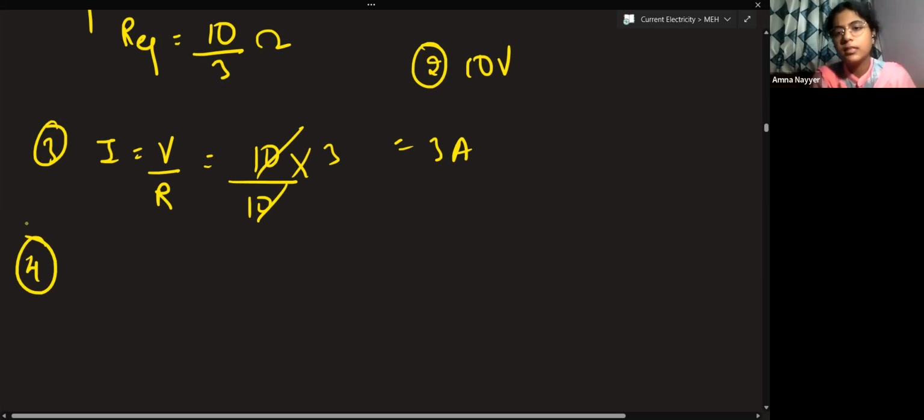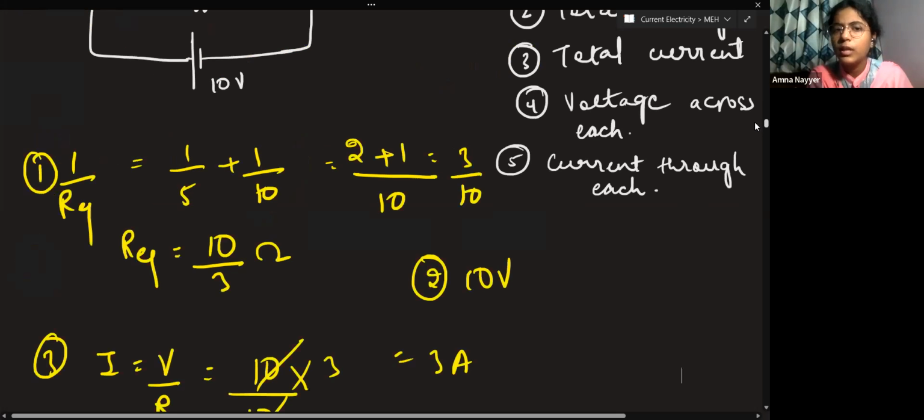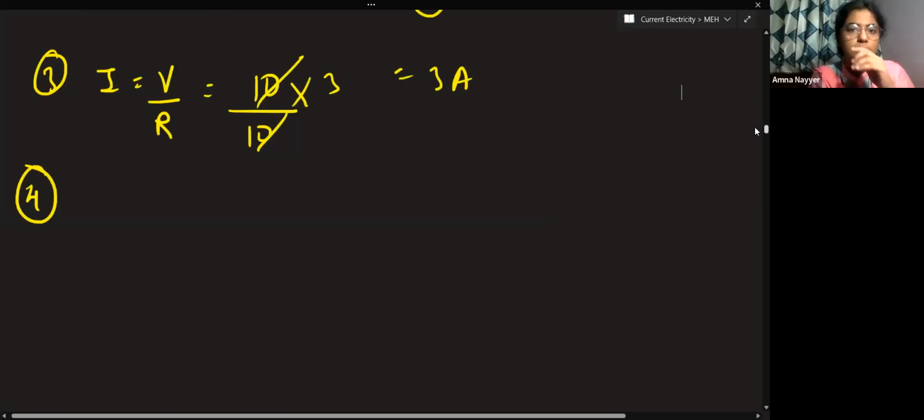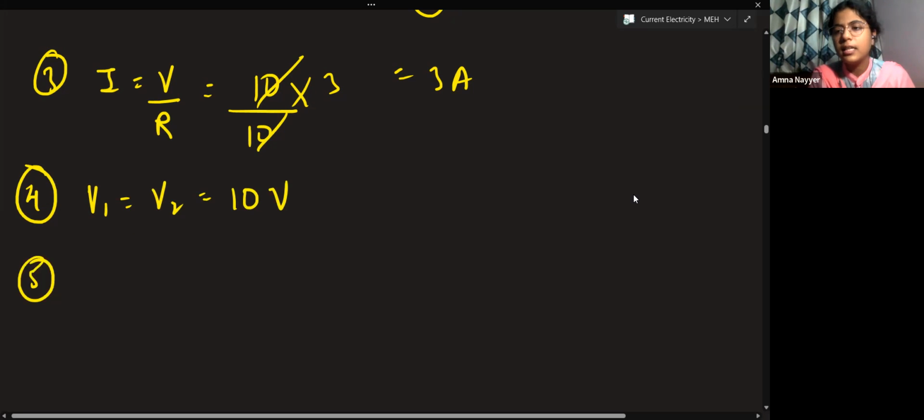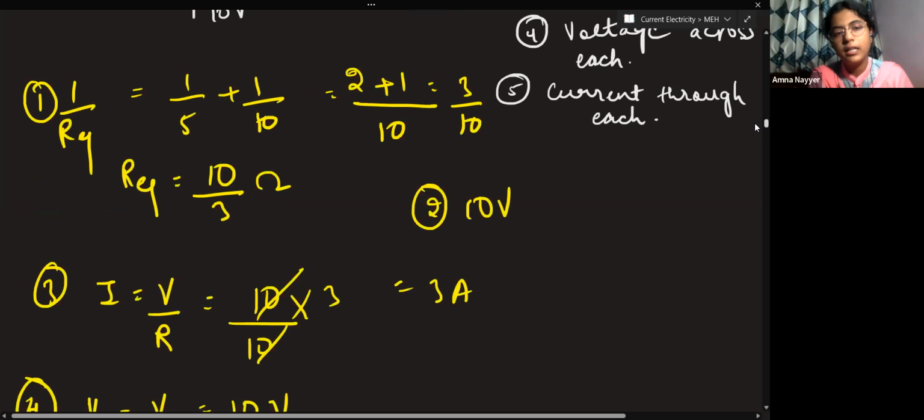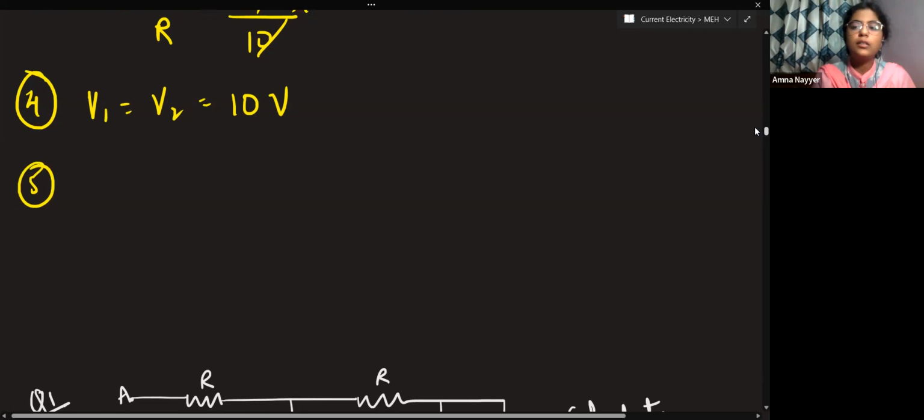Fourth part is asking us what? Fourth part is asking us voltage, no? Voltage across it. So yes, Zaid has answered that part also. Voltage will be the same across V1 and V2. How much is given? 10 volts, because it's a parallel combination. Lastly, it's current through each. So current through each will be what?